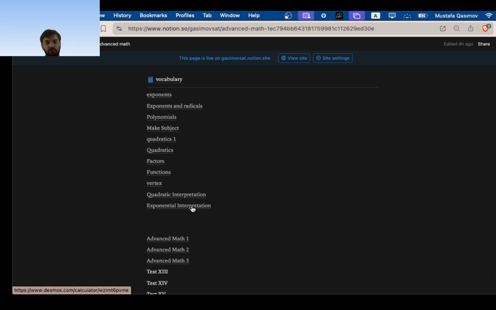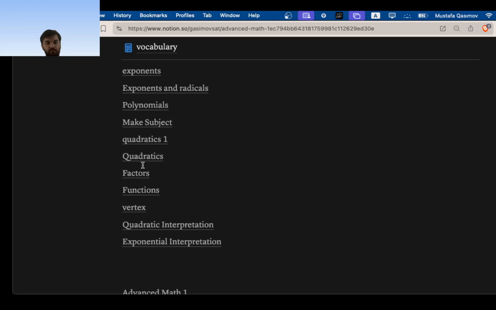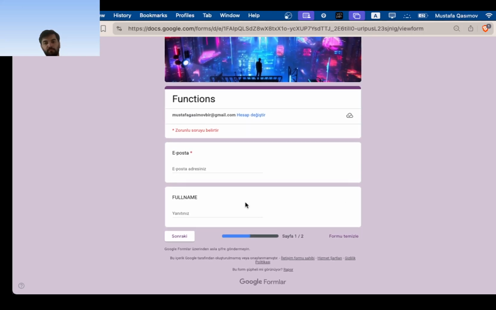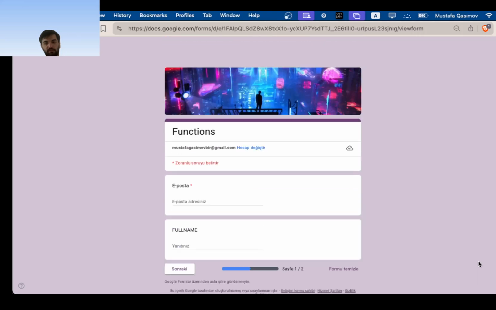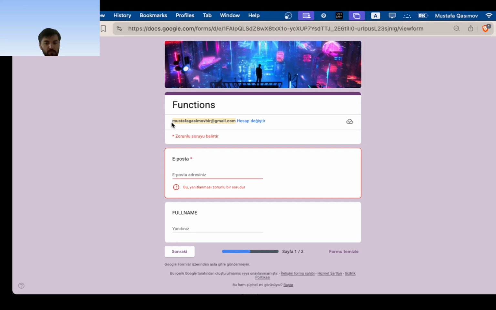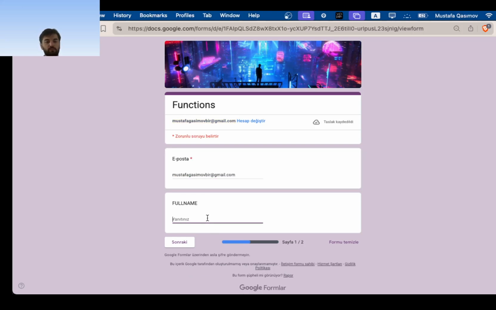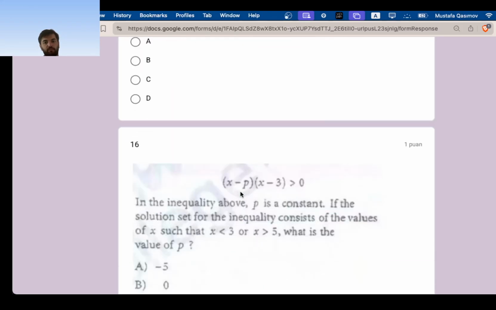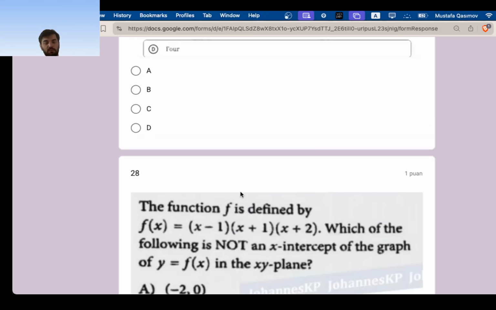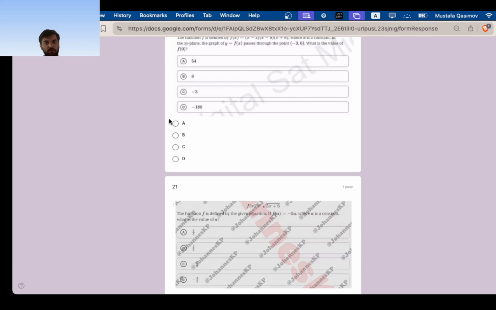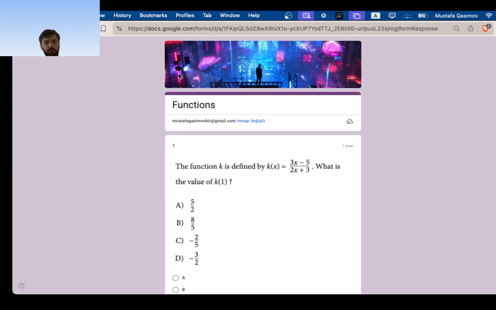Now let's look at some questions together. Just wait. I think we don't have an exponential function here. Okay, we don't have an exponential function here. What is this one about? Function, general function.